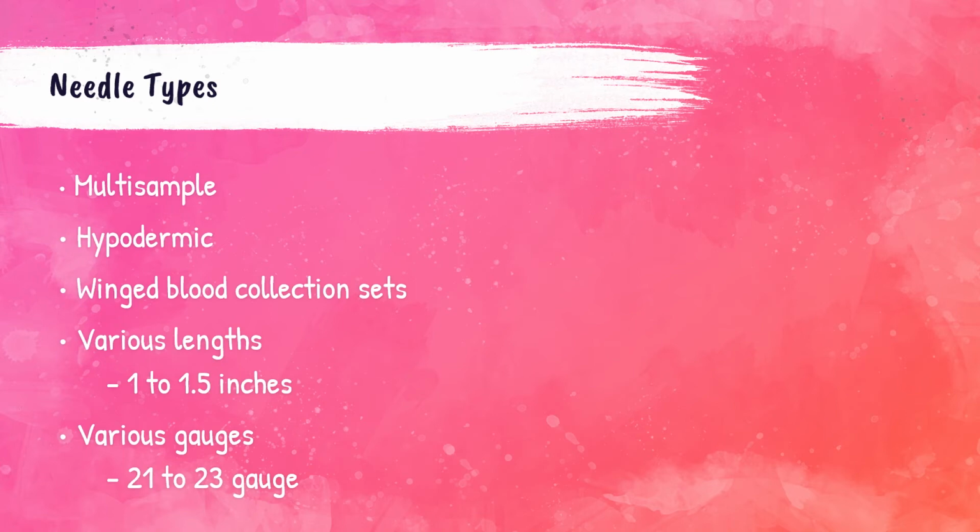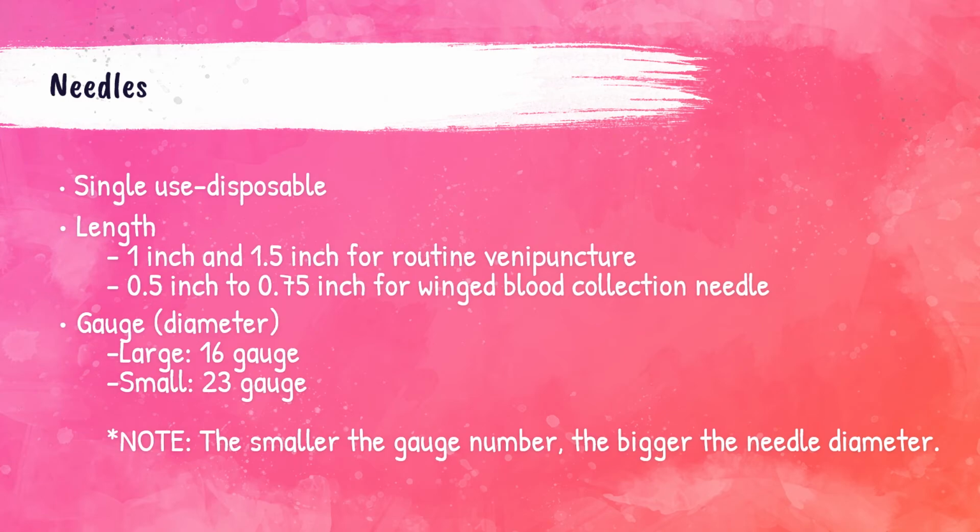Needles vary in length from 1 to 1.5 inches long. The needle gauge is the inner measurement of the opening of a needle. So needles vary in gauge size as well as length, and gauges 21 to 23 are commonly used for routine venipuncture. The needles we use for venipuncture are sterile, single-use, and disposable. The lengths of the needles vary from 1 to 1.5 inches for routine venipunctures and 0.5 to 0.75 inches for winged blood collection procedures. The needle gauge is the inner measurement of the opening of the needle.